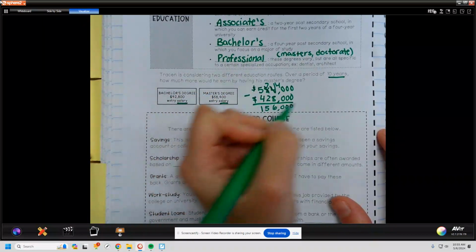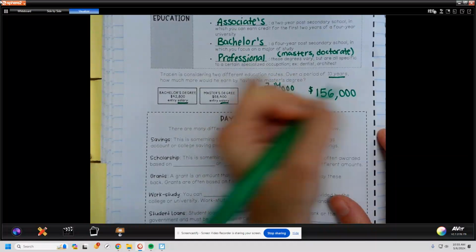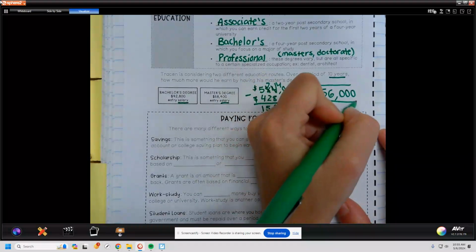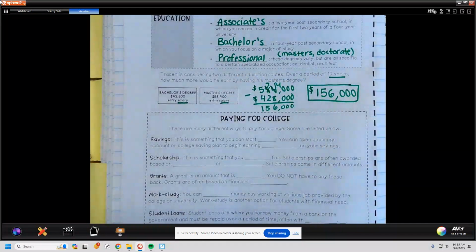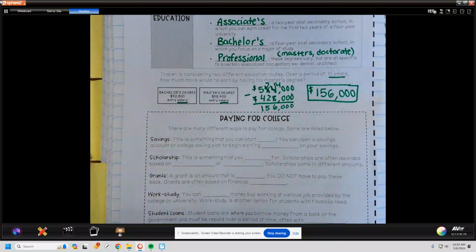Looks like $156,000. So that's a lot of money. And a master's degree usually only takes like 2 years, maybe a little bit more. So for 2 extra years of school, you're going to make that much more over 10 years. So that's a pretty good chunk of change.